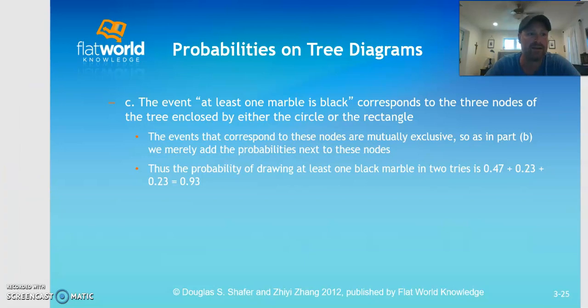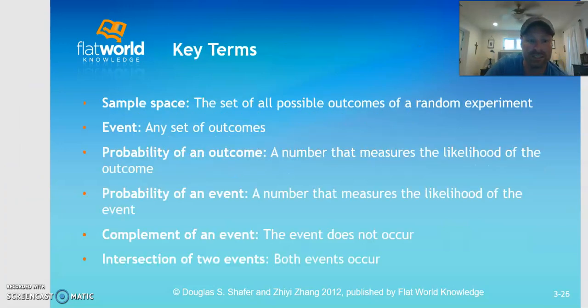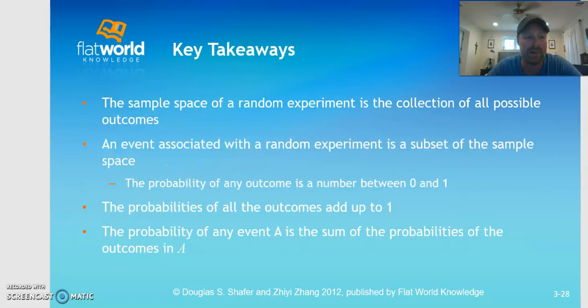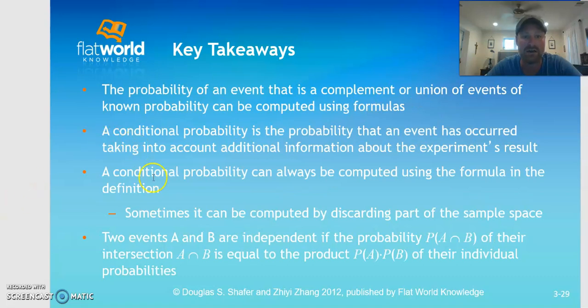Okay, just in review, some key terms that we went over here: knowing the sample space, the events, the probability of an outcome, probability of an event, complement of an event, intersection of two events, union of two events, what mutually exclusive events are, conditional probability, independent events. Okay, having a solid understanding of these key takeaways is very, very important as well.